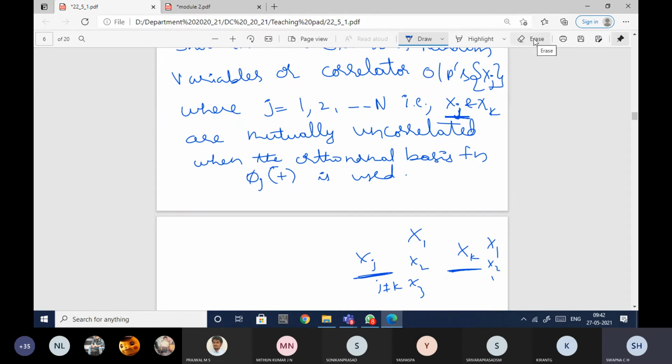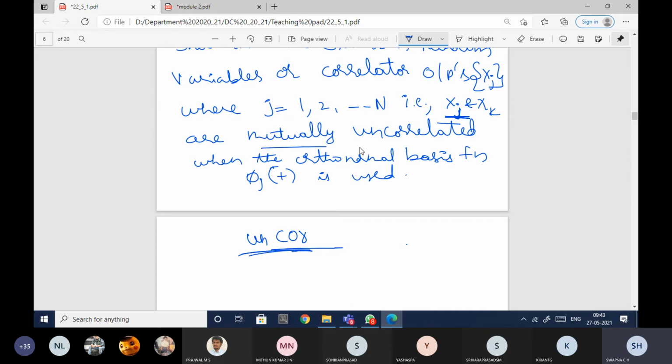What do you mean by correlated? What is the use of correlation? See, whatever I am asking you is not new for you. You know this. Correlation means the similarity between the signals. Mutually uncorrelated means they are not depending on each other, or they don't have any kind of similarity. So that is what I need to show here.